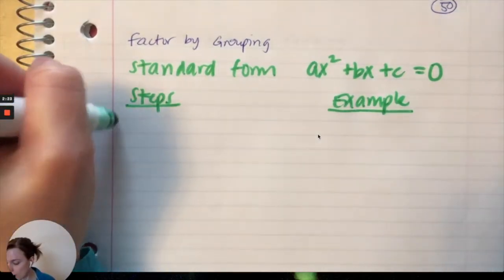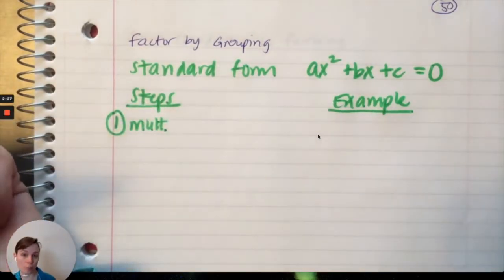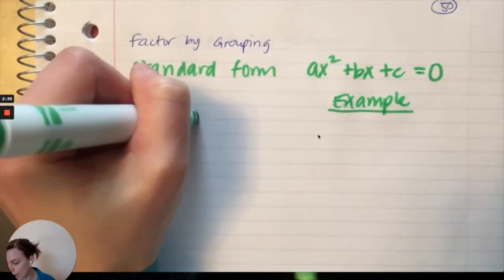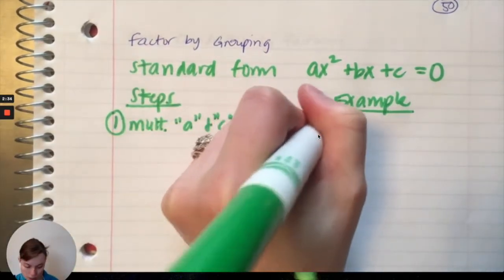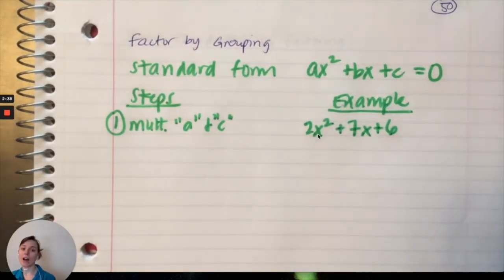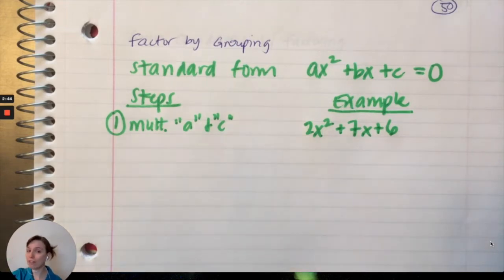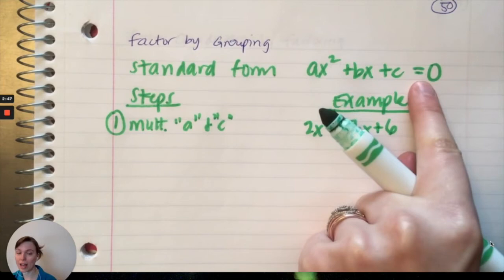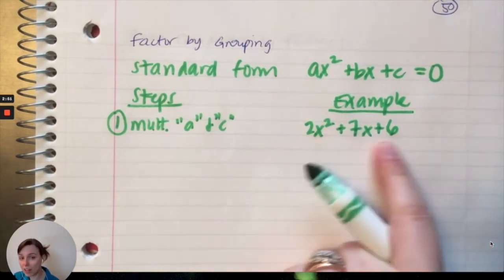So our first step is going to be multiply, because if you want to abbreviate, use multiply the a and the c. So we're going to start with 2x squared plus 7x plus 6. Now, for this example, there is no equals 0. That's okay. So we are going to get into solving by factoring in the next set of notes, and that's when we have an equal sign, because we can solve equations. We can still factor expressions.